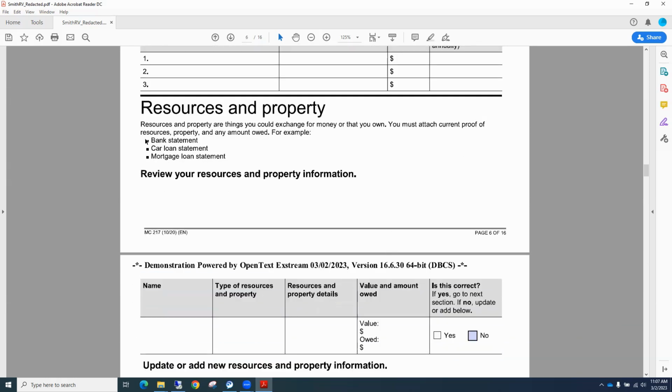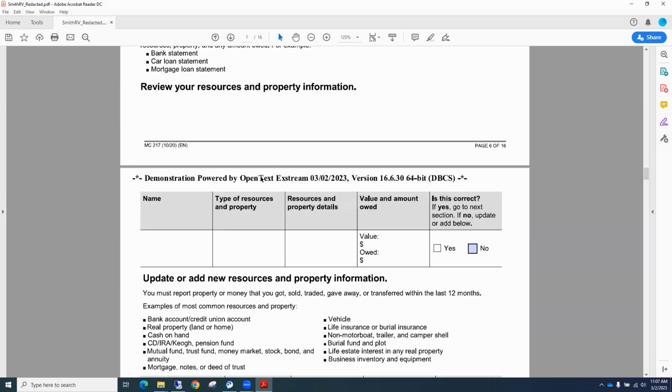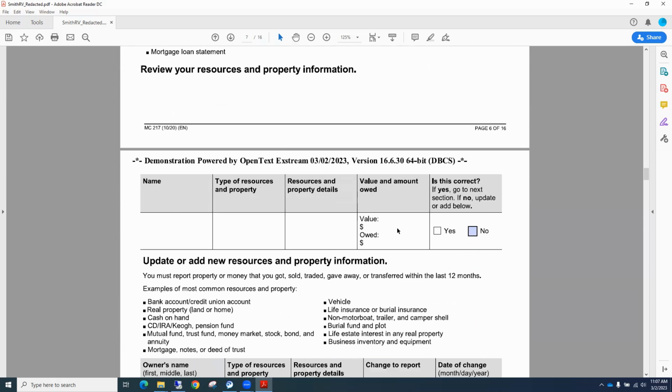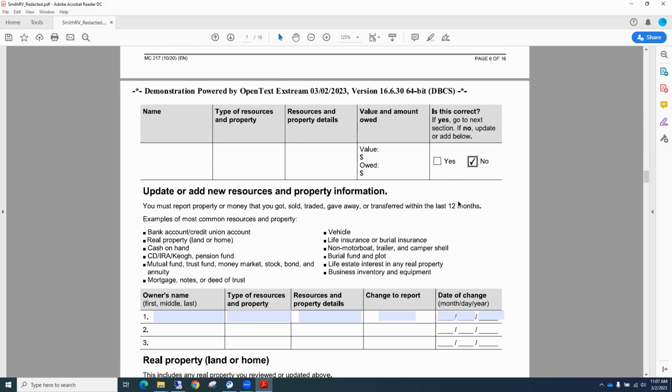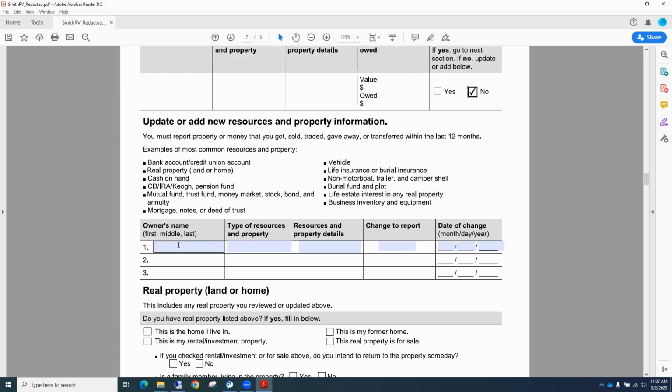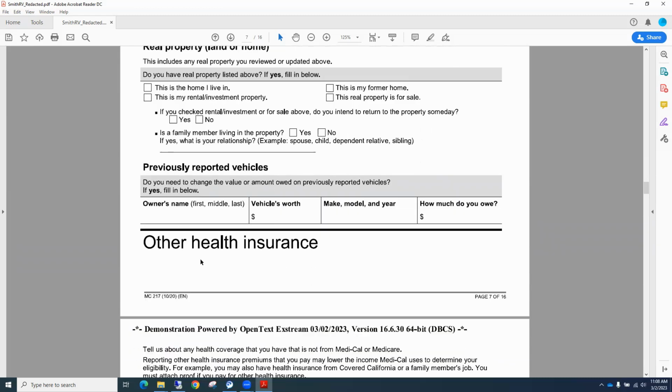Some of you may have property pre-populated on your renewal form. If so, please review the property listed on the renewal form and confirm whether the information is still correct. If it is not, please make sure to indicate so, and of course, attach proof. Proof of property include things like bank statements and vehicle registrations. The renewal form will ask about personal property and real property, such as your home.